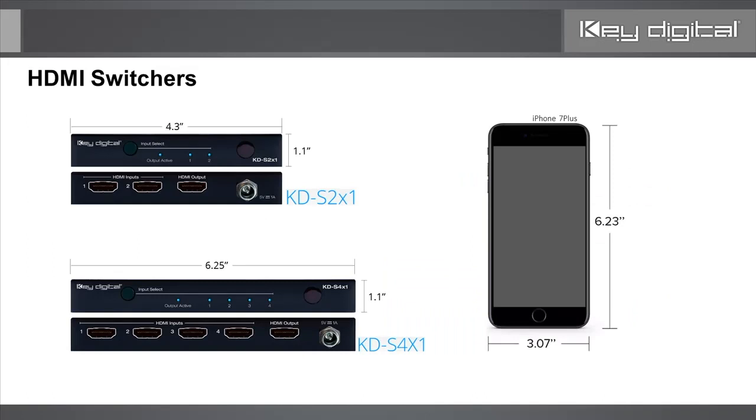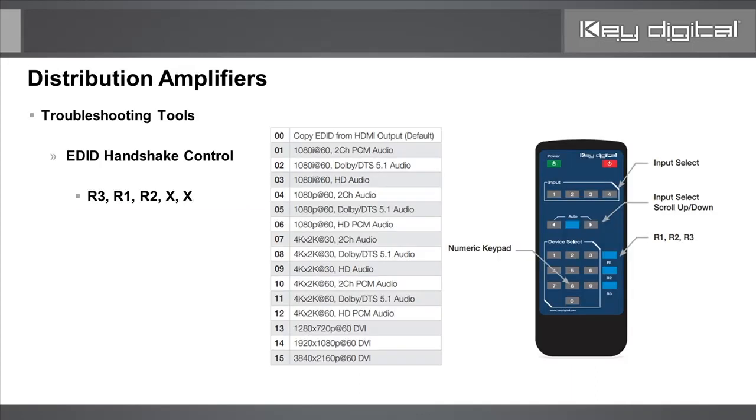We can take a look side by side with an iPhone 7 Plus here to get an idea of how slim and compact these units are. The S2x1 is not even as wide as an iPhone 7, and the S4x1 is approximately the same width as an iPhone 7 Plus. But when you get these units in hand, you'll notice they feel very, very robust. We're not sacrificing metal for plastic with these devices.